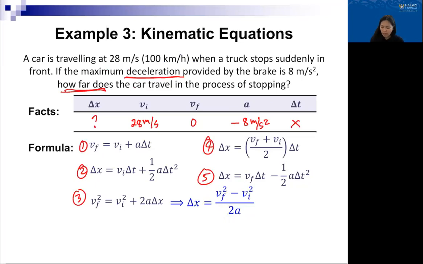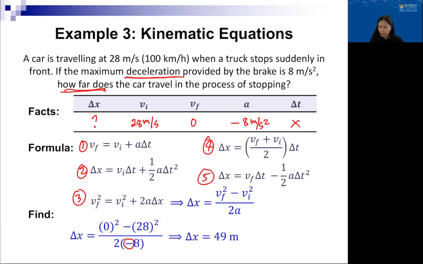So let's go ahead and substitute. Vf is 0 because we're stopping. Vi is 28. Don't forget there's a square there, divided by 2 times 8. Again, you're decelerating, so you need to include the negative sign in your acceleration so that your delta x will be positive 49 meters. Right?